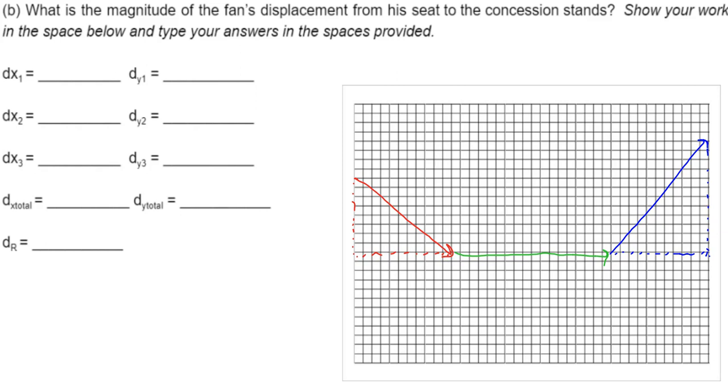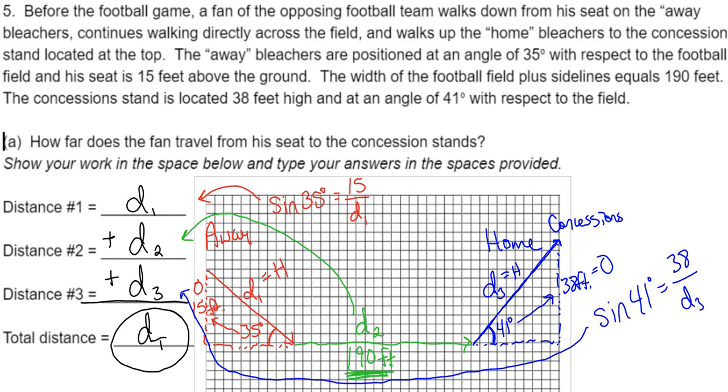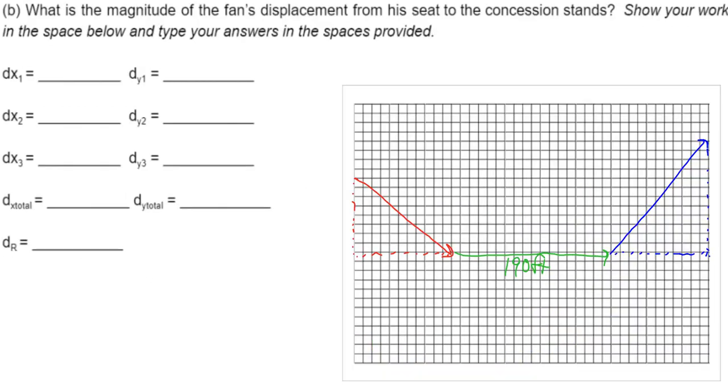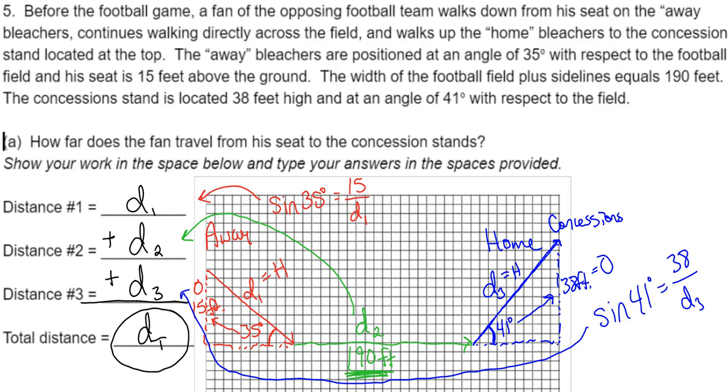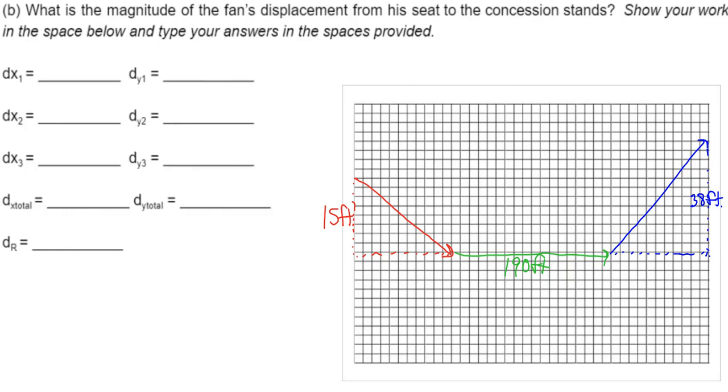what we're going to do is label everything that we know, just like I always do. So we have 190 feet for the field. The away bleachers, his original seat, was 15 feet. And the concession stand is 38 feet high. So we've got 15 feet over here, and then we have 38 feet over here, and then our two angles, 35 degrees and 41 degrees. Okay, so we're going to break this into the components.